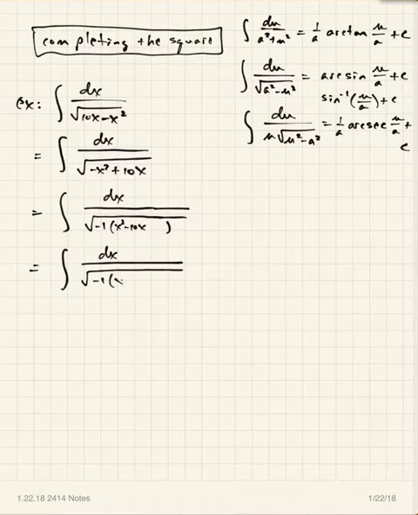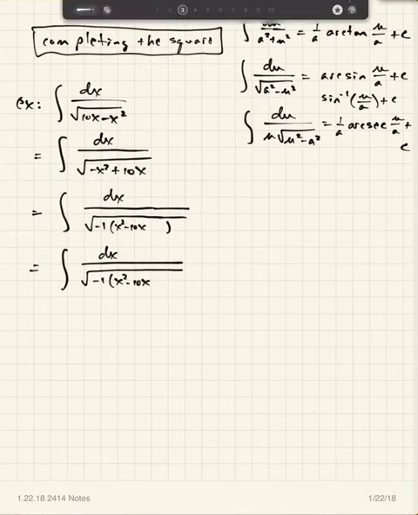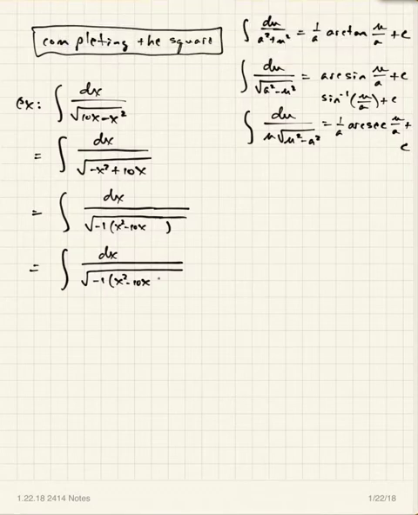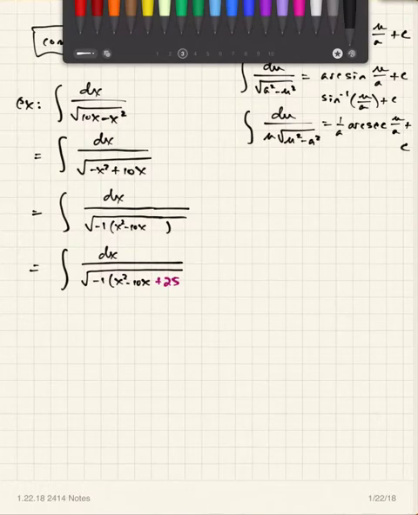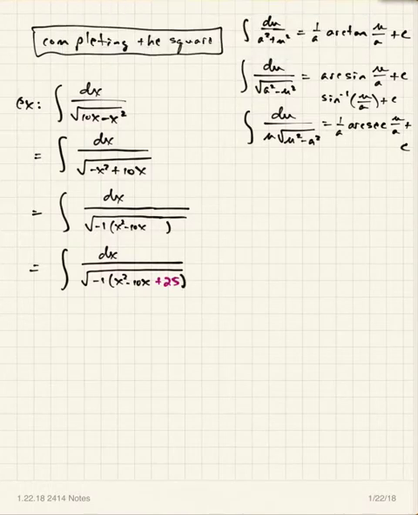All right, so what am I going to do? I'm going to take half of 10x, or half of 10 rather, which is 5, square it, and I get 25. So I'm adding 25 in here. All right, and like that, I close the parentheses off.